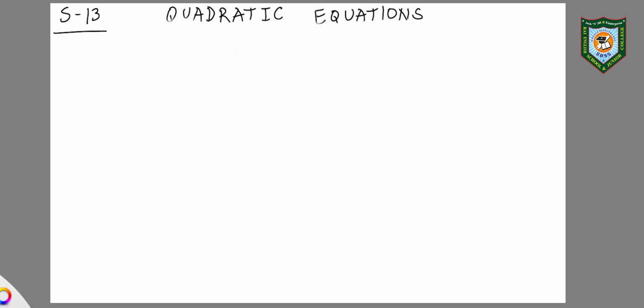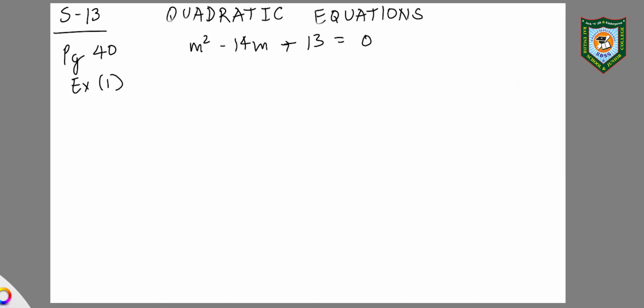In this section we'll be doing some examples related to the formula method to solve quadratic equations. So this example is from your textbook, page number 40. It is example number 1. The example is m square minus 14m plus 13 is equal to 0.